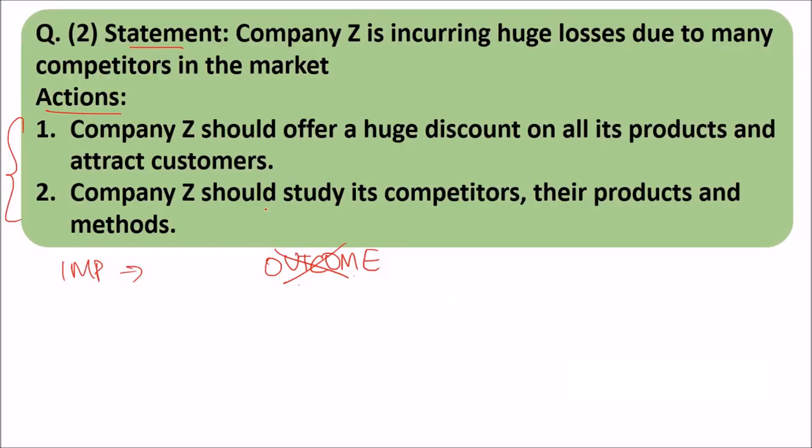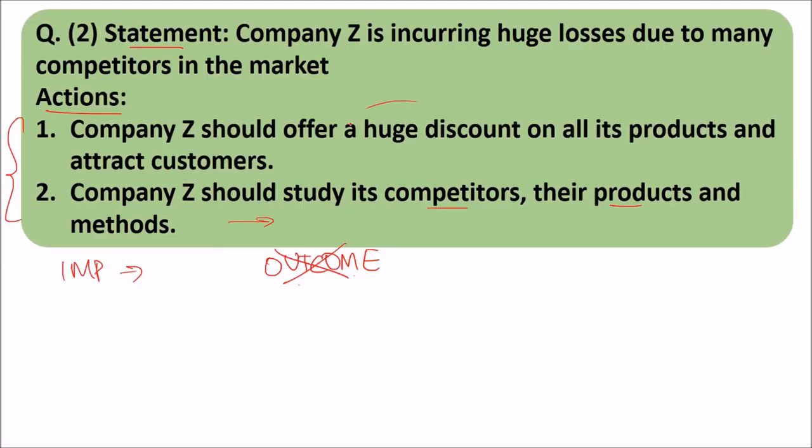Over here we say company Z should study its competitors, their products and methods. Here we know the outcome, that company Z will understand what exactly the competitor is doing, what their product is, what is the quality of the product, what method or strategy they use for marketing and all that stuff. The outcome we can predict over here.